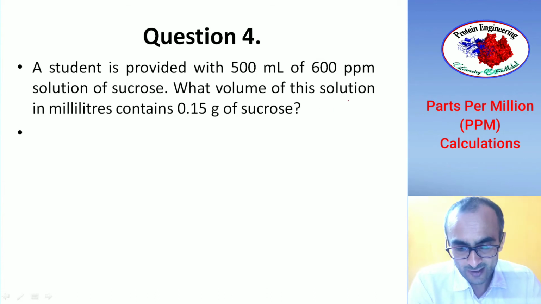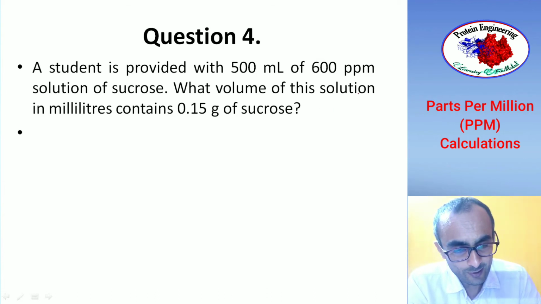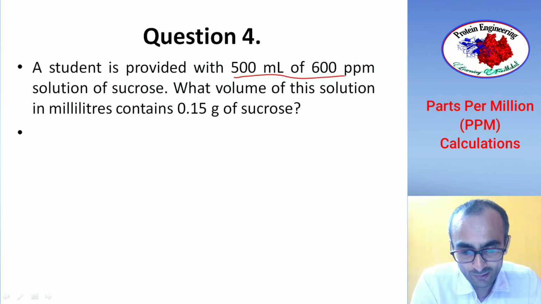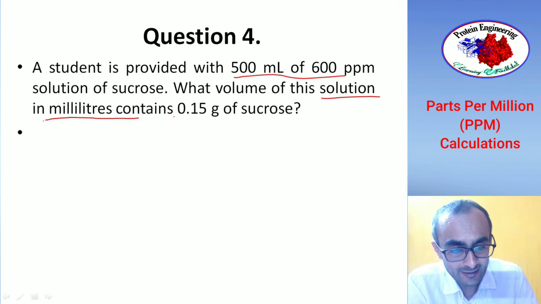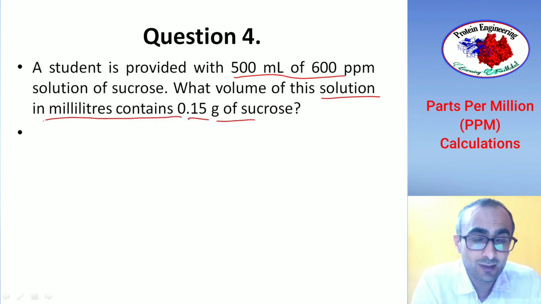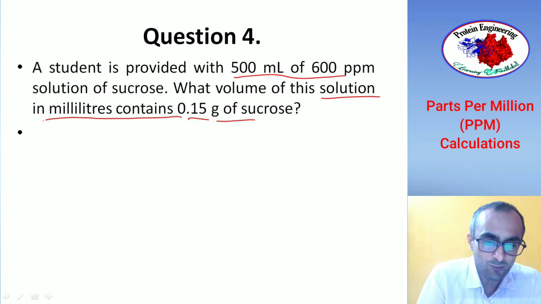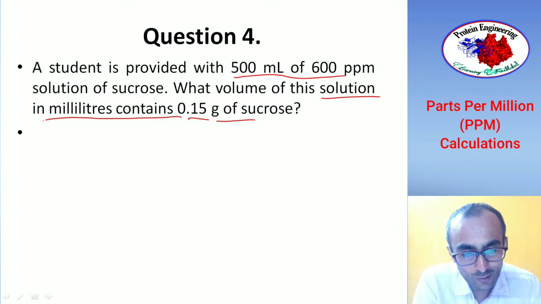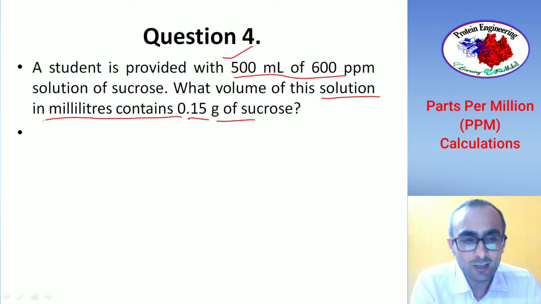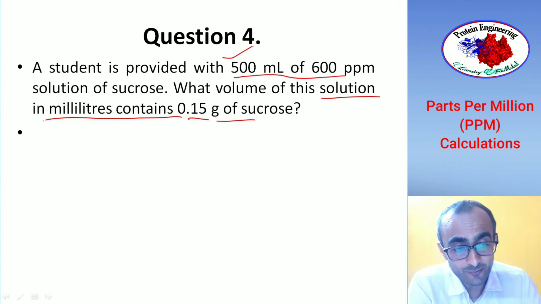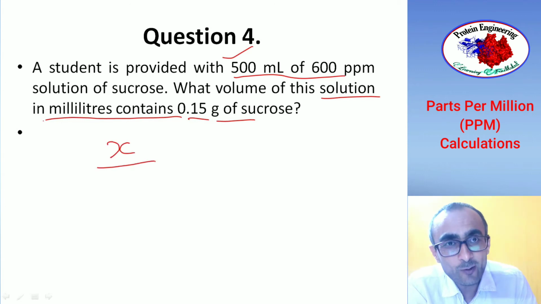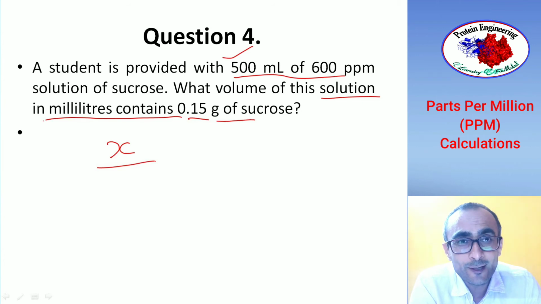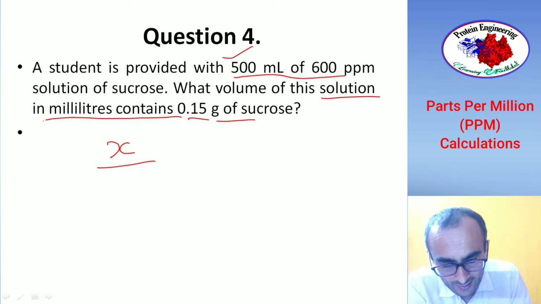Now a different type of question. A student is provided with 500 ml of 600 ppm solution of sucrose. What volume of this solution in milliliter contains 0.15 gram of sucrose? To solve this question, you need to first find out how much sucrose is dissolved in 500 ml. So for example, x gram sucrose is dissolved in 500 ml. So x gram divided by 500 ml. So 500 ml of water is equal to 500 gram of water. So x by 500 gram.